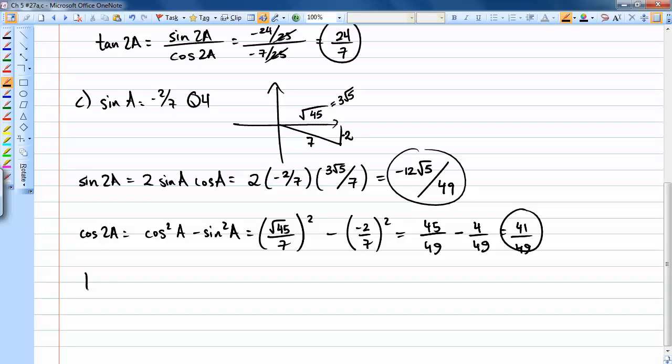And then the last one is tan 2a. And again, you can apply that formula that's given on the sheet that I gave you with all the different identities, but I think that's kind of a waste of time. It's a lot easier to just do sine of 2a over cosine of 2a. And if you do that, you can see the 49s will cancel just like in the previous example with the 25s. And we'll end up with negative 12 root 5 over 41.